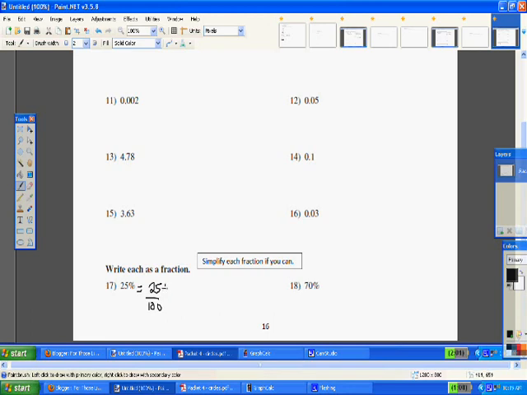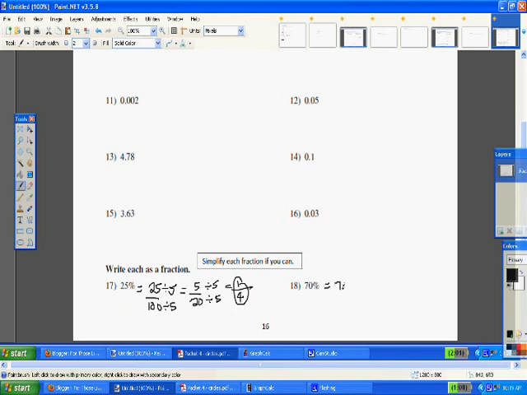So 25 can be divided by 5, and 100 can also be divided by 5. And we have to divide the top by the same thing as the bottom. So we end up getting 25 divided by 5 is 5, 100 divided by 5 is 20, and we can still reduce this even further, and 5 and 20 can both be divided by 5 as well. So I'm going to divide this top number and this bottom number both by 5. 5 divided by 5 is 1, 20 divided by 5 is 4, and that's as simple as I can get it. Let's do one more example.